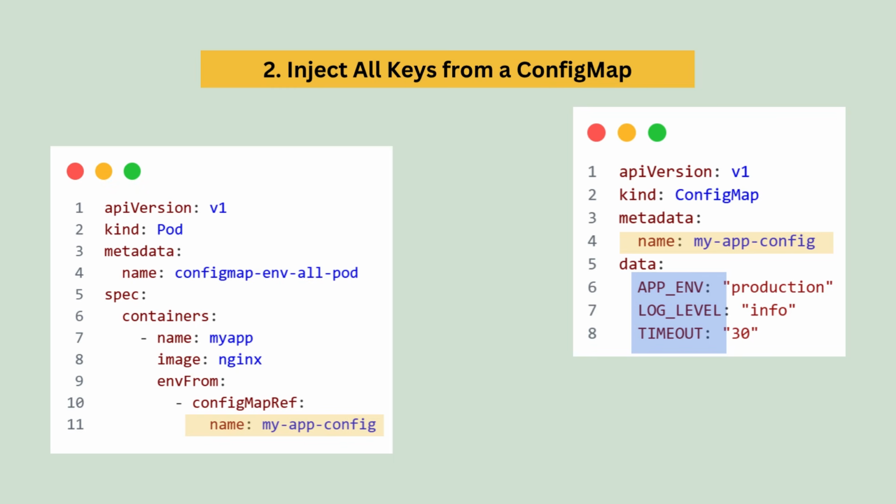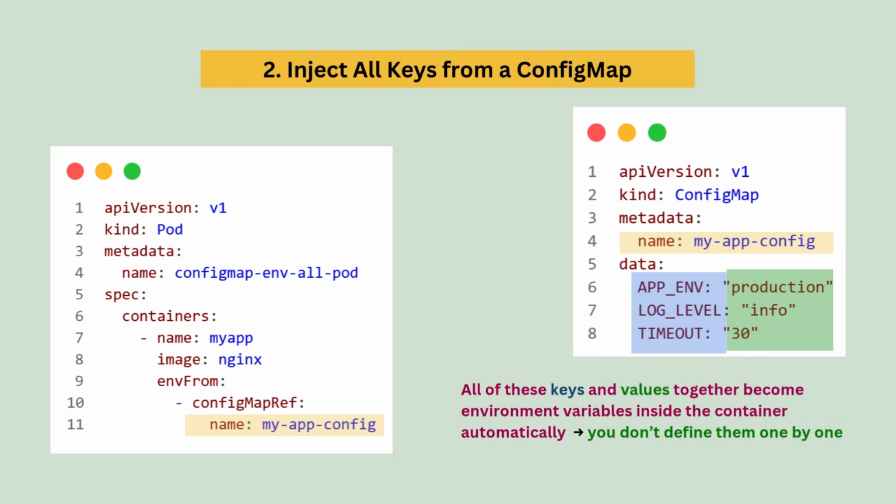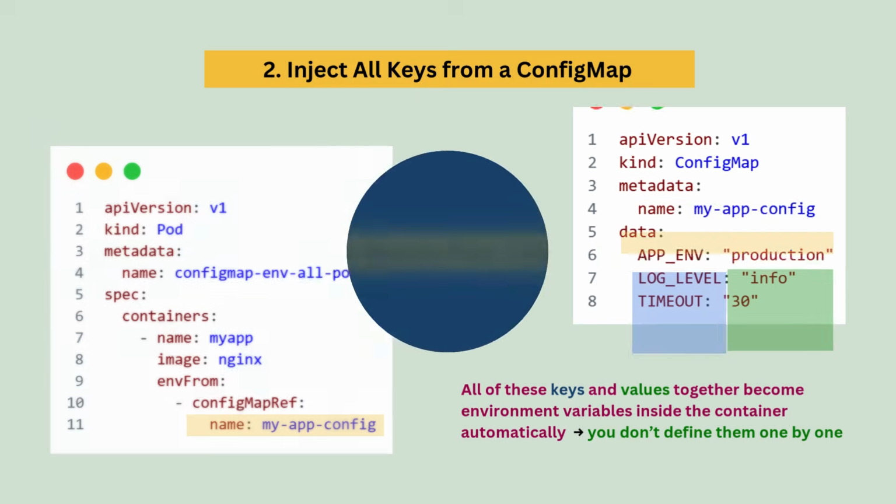App environment, log level, and timeout are the keys inside the config map. Production, info, and this 30 are their values. So all of these keys and the values together become environment variables inside the container automatically. You don't define them one by one.